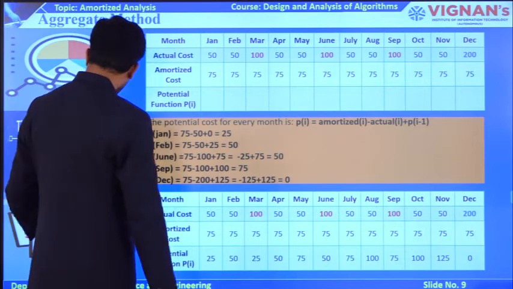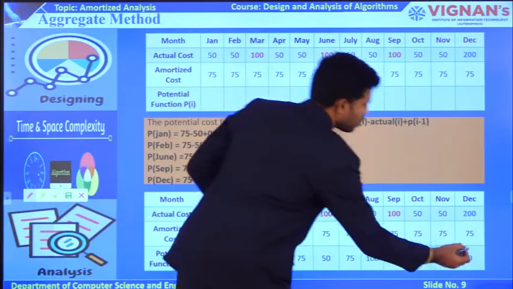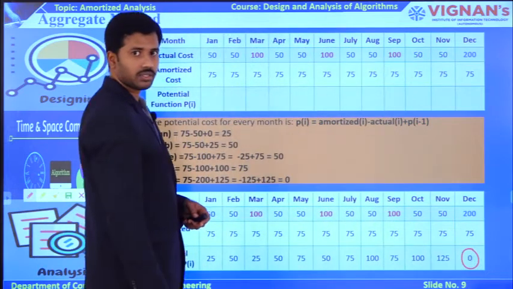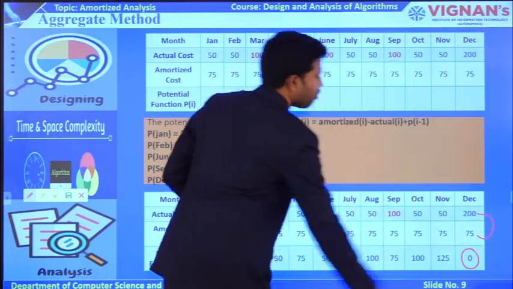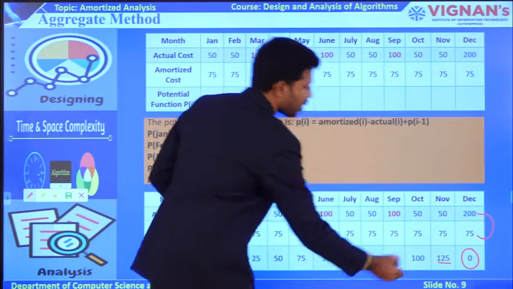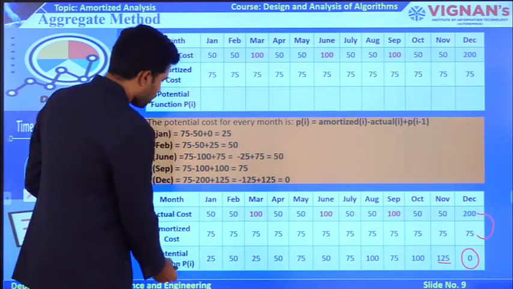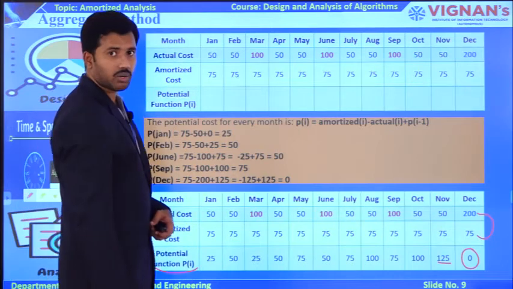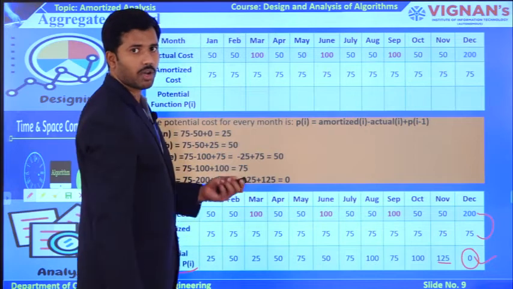Now if you observe the potential function value for December, you got 0 or not? Yes. How did you get 0? 75 minus 200, which is minus 125, minus 125 plus 125, which gives 0. So definitely the potential function must be greater than or equal to 0. Ultimately I got 0 here, which is the non-negative value.